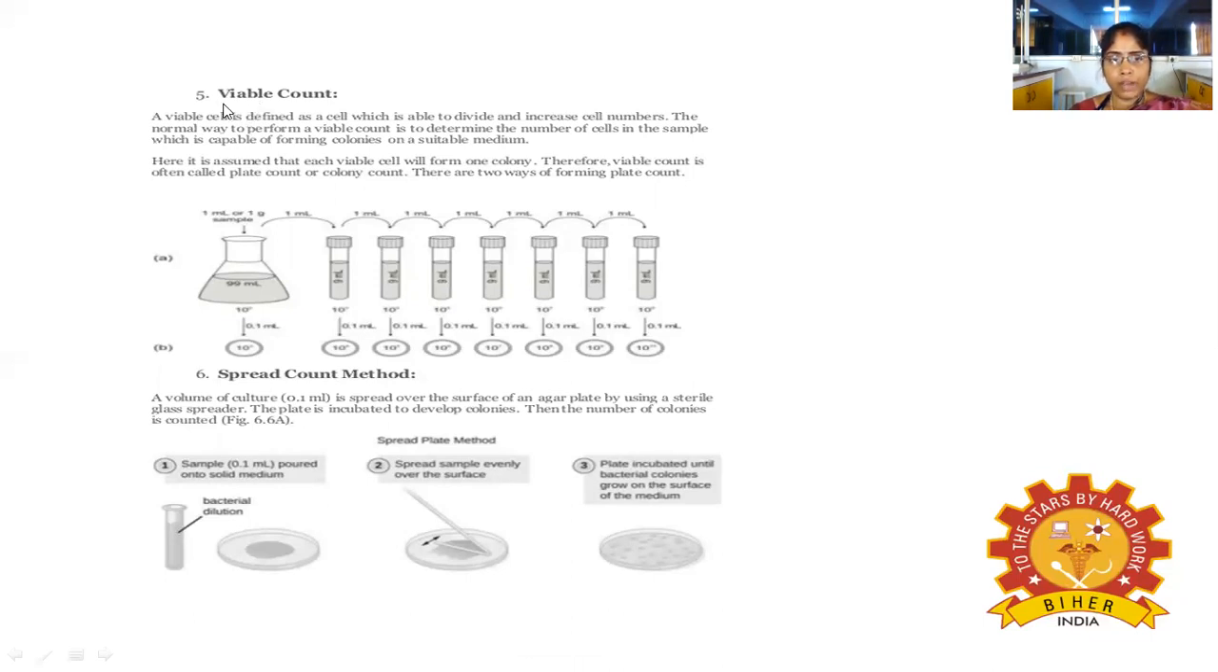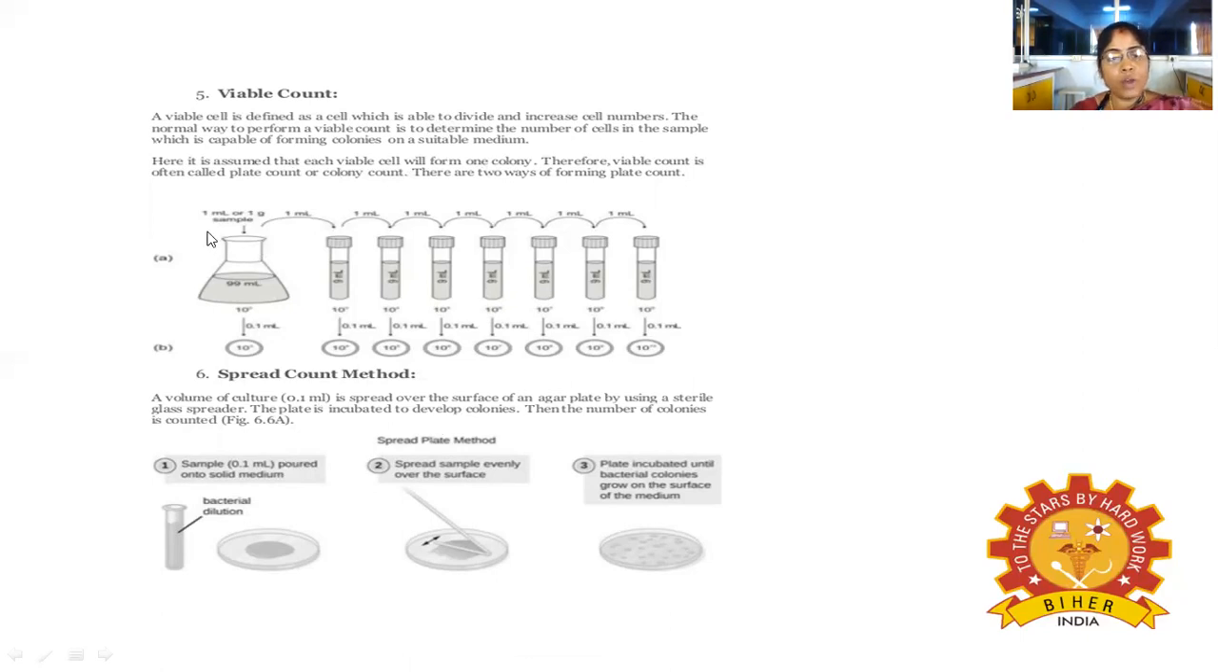What do you mean by viable? Viable means live cells, right? A viable cell is defined as a cell which is able to divide and increase in cell numbers. So how can we measure it in this case? It can be done using serial dilution.